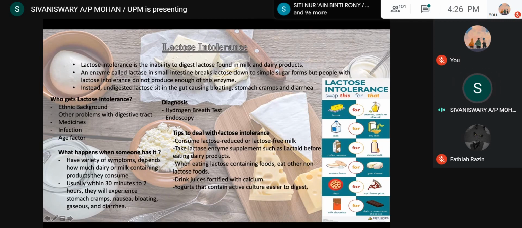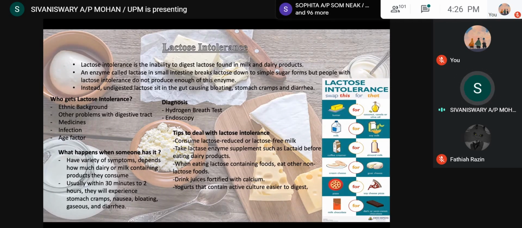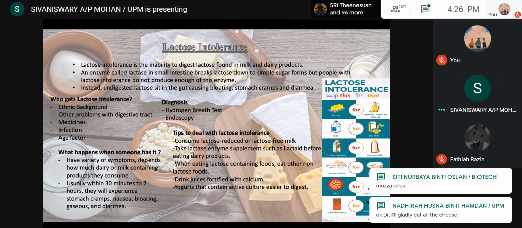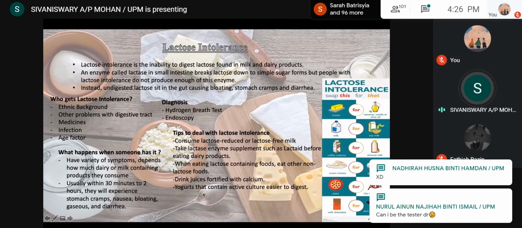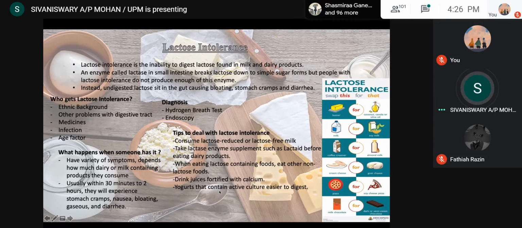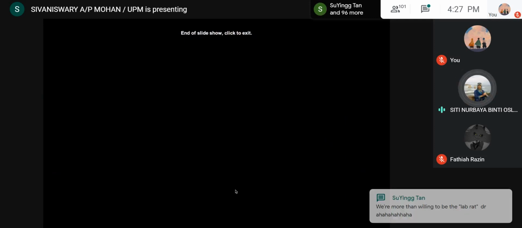So people with lactose intolerance can drink this juice, and they can also eat yogurts that contain active culture, which is easier to digest. Active culture means there's a living organism. In yogurt, the living organisms are lactobacillus and streptococcus. These living organisms inside the yogurt will make the process of digesting lactose easier. So that's all from us. Thank you.